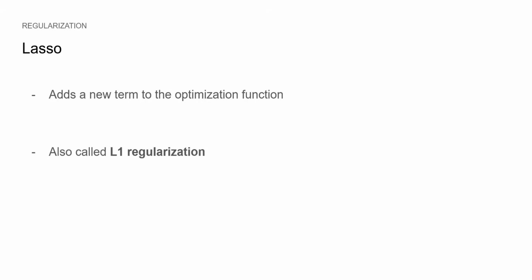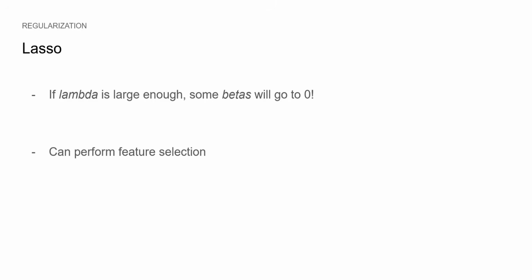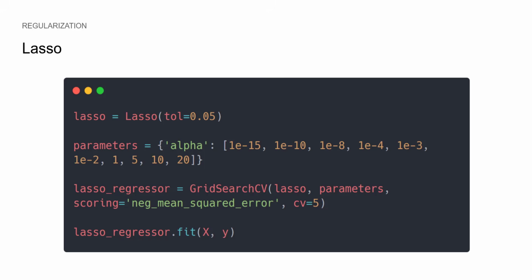Now with lasso, we also add a new term to the optimization function, and lasso is also called L1 regularization. Here, we add the sum of absolute values of all coefficients, and we still have our tuning parameter lambda. Now if lambda is large enough, some betas will go to 0, meaning that some features will disappear, and so feature selection can be done with lasso. In Python, as you can see, it is very similar to what we did with ridge, only this time we initialize the lasso algorithm. So that's it for the theory. Now let's apply these methods in a project.